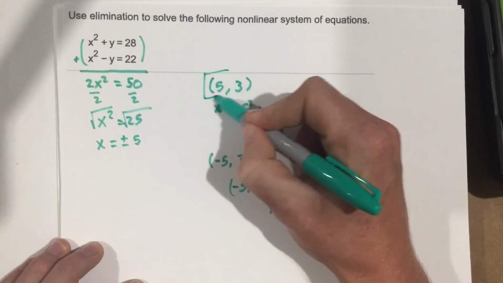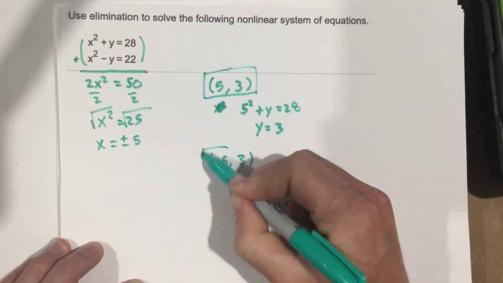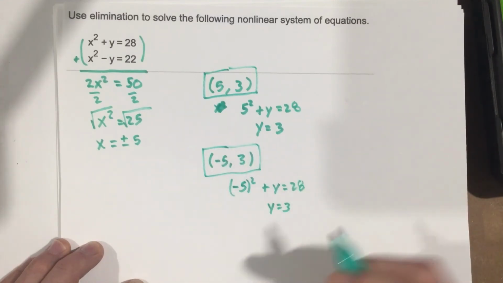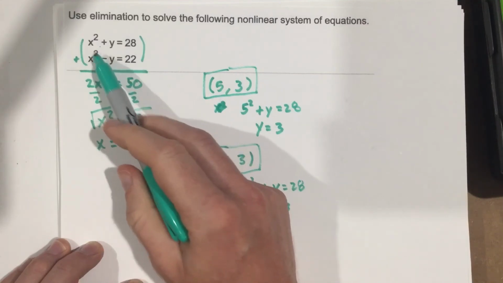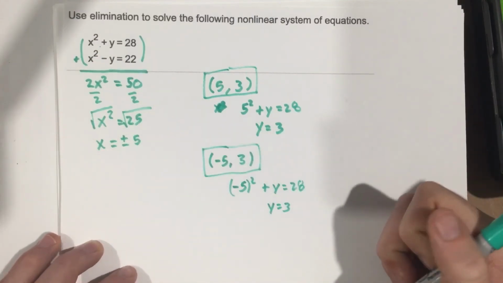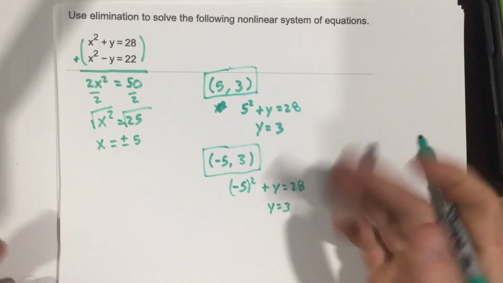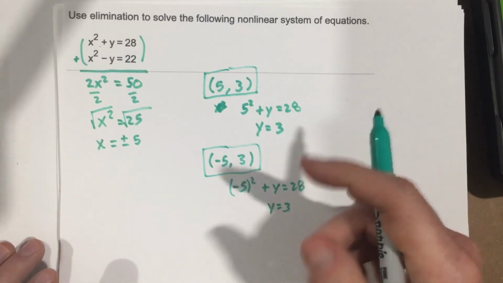So our two solutions that are possible for this nonlinear system are 5, 3 and negative 5, 3. And if you were to graph those two things, I mean, you're graphing two quadratics. Quadratics, when you graph them, are typically going to cross twice, right? Because they have a bend.